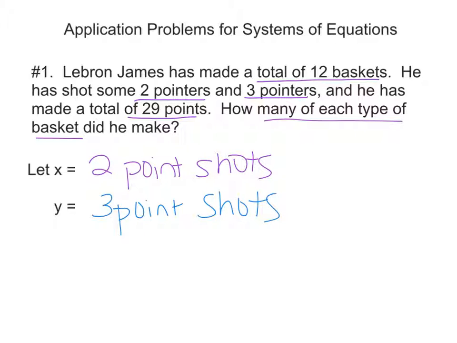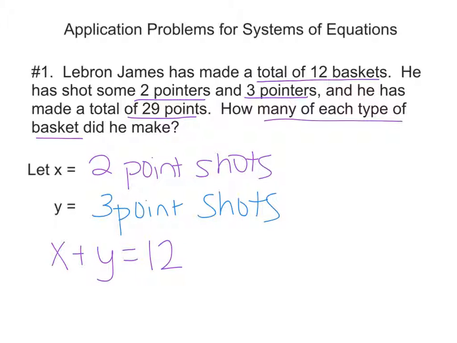So going back into the problem, we are told that LeBron has made a total of 12 baskets. So again, we don't know how many of each type he made. That's what we want to find out, but we do know that he made a couple 2-pointers, some 3-pointers, to make a total of 12 baskets. So we have the equation X plus Y equals 12.